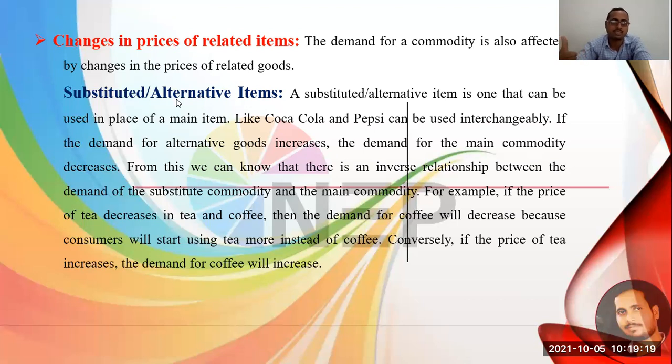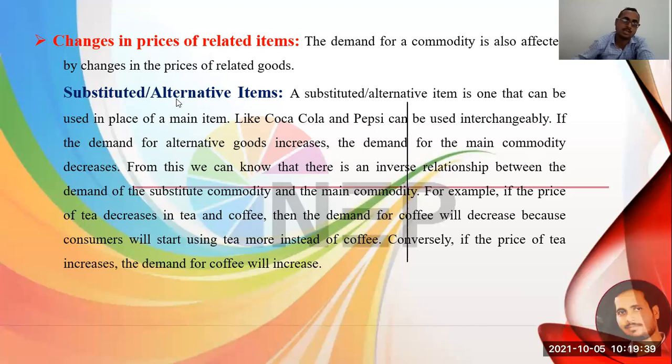For example, as in the earlier example, if the price of tea decreases, then the demand for coffee will decrease, because consumers will start using tea more instead of coffee. Conversely, if the price of tea increases, then the demand for coffee will increase. So see, this is the example for the substitute commodity.